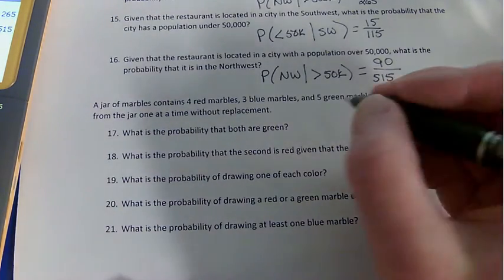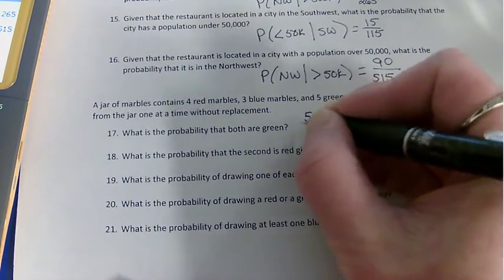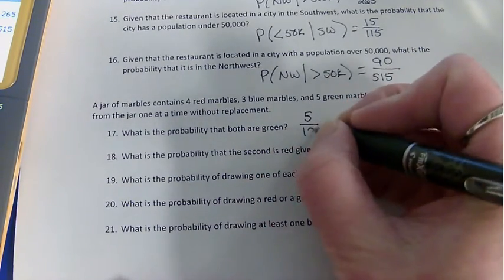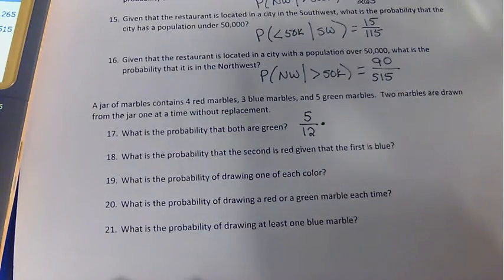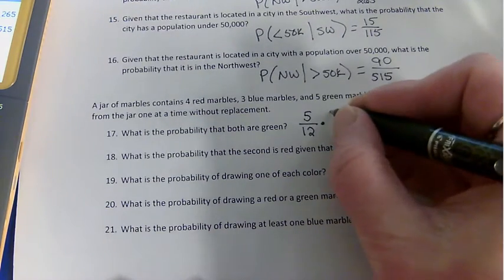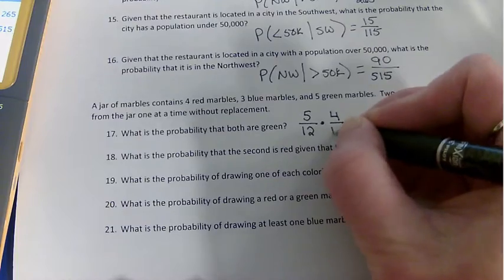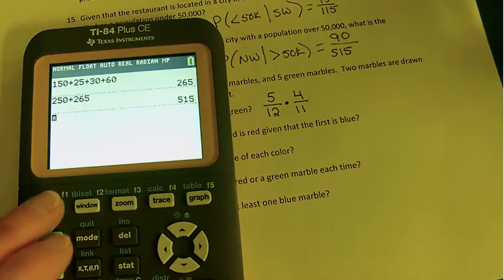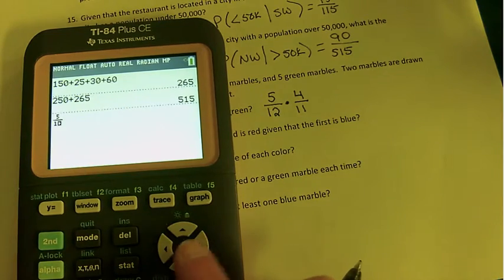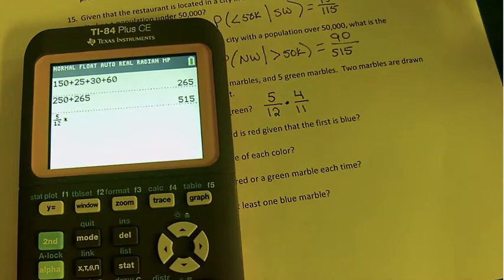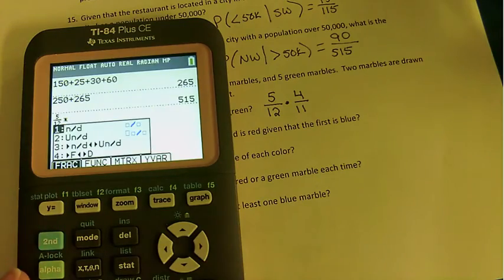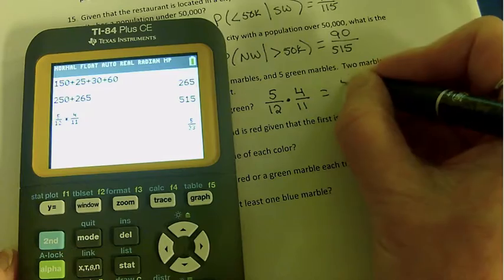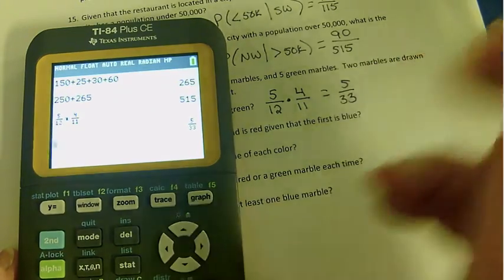So the first time I draw a marble, there are 5 green, and there are 12 total. When I reach in again, I've already gotten 1 green one, so there's 4 left, but there's only 11 marbles left in the jar. So that's 5 out of 12 times 4 out of 11. That's 5 out of 33.